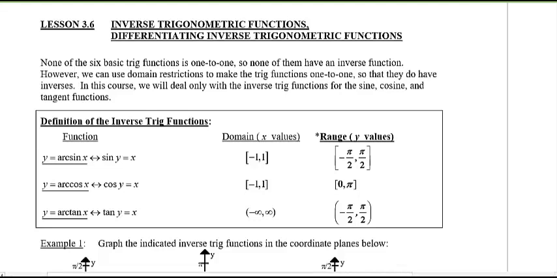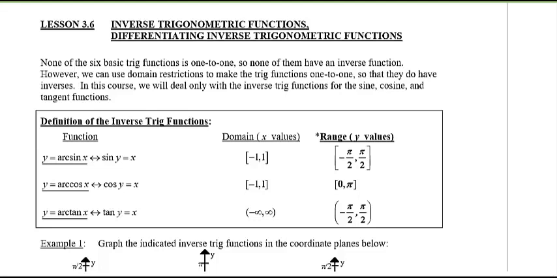So you've made it to the end of Unit 3, and our last lesson in this unit will be talking about inverse trig functions. And not only that, we're going to differentiate these inverse trig functions. And that's why in our last lesson we did derivatives of inverse functions.